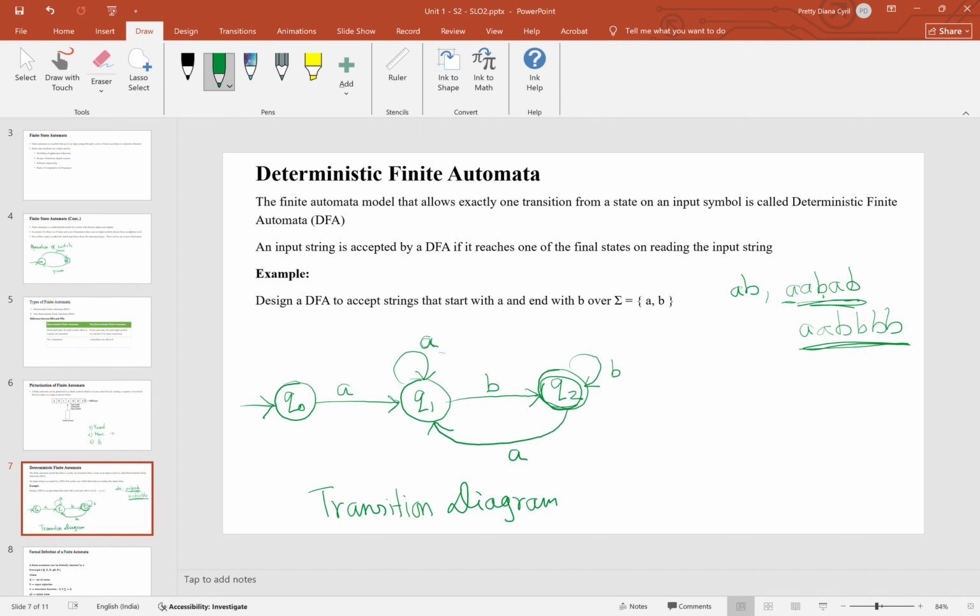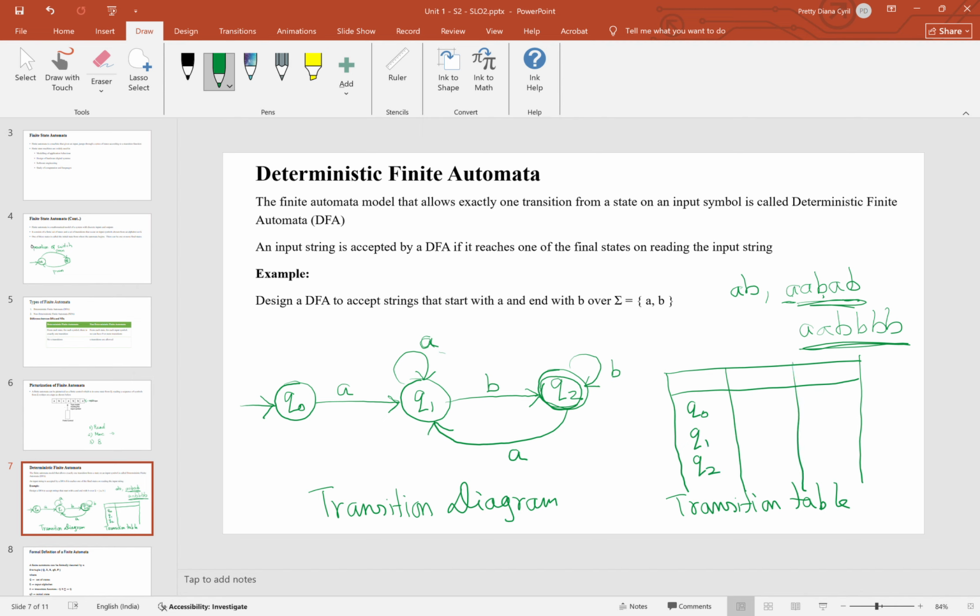Then we will see the transition table. So in a transition table, here we have to specify the states. So totally three states are here: Q0, Q1 and Q2. And here we have to specify the input symbols. Here our input symbols are A and B. This is the initial state and this is the final state. Q2 is the final state.